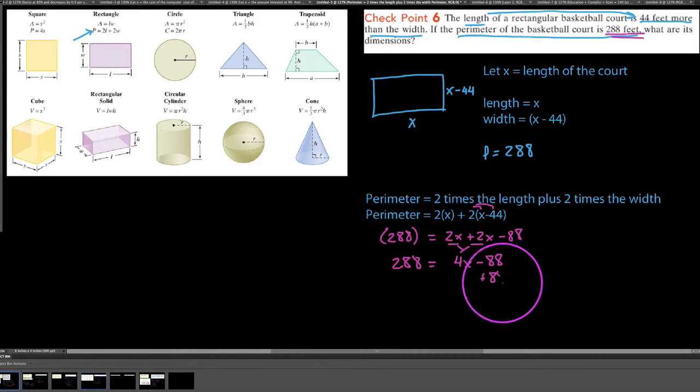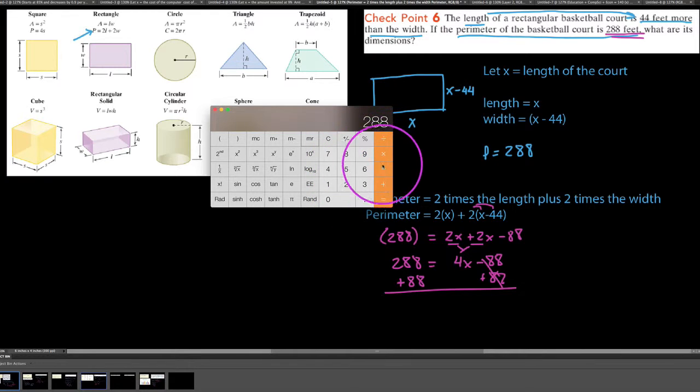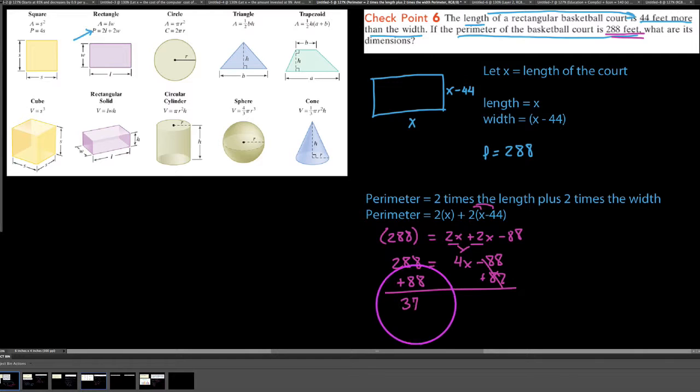I'm going to go ahead and add 88 to both sides of this. So adding 88 to both sides of this, we get 288 plus another 88. So 288 plus 88, we have 376 is equal to 4x. So now lastly, we'll divide both sides by 4 here, and we should have the length dimension of this course.